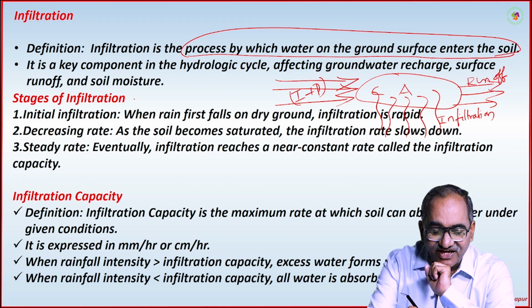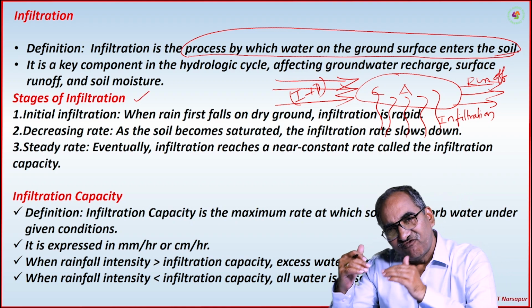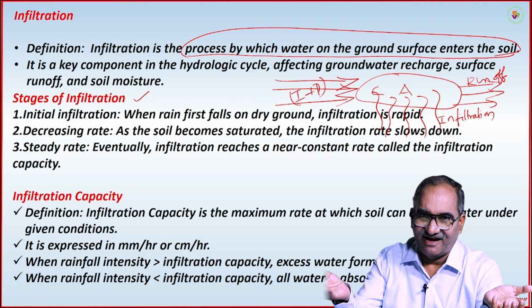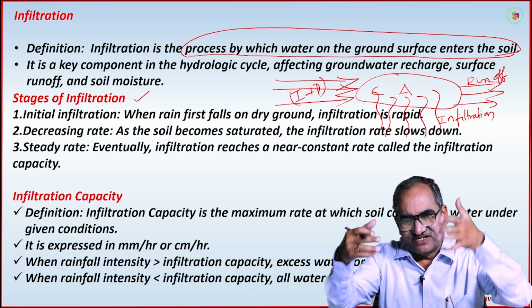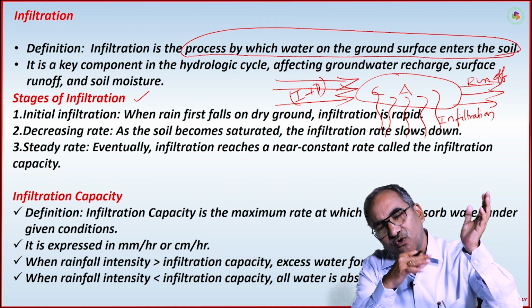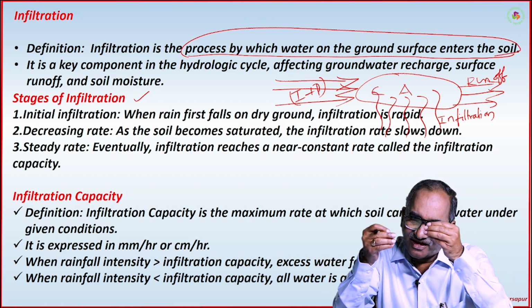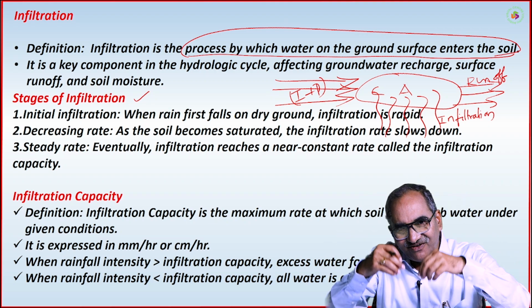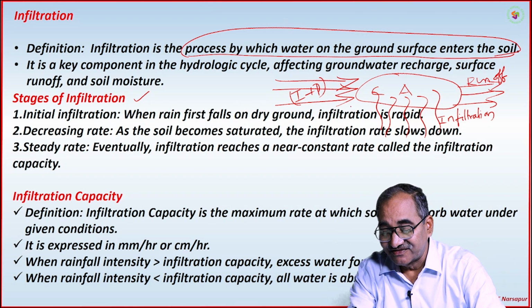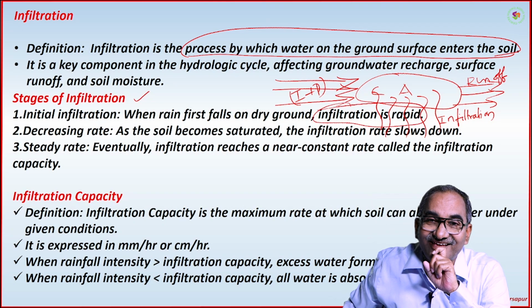Then what are the stages of infiltration? For example, when rain falls on a dry area, naturally when the first rainfall occurs, whatever falls on the ground will be infiltrated. Everything will go into the earth. So that's why infiltration is rapid when the ground is dry.